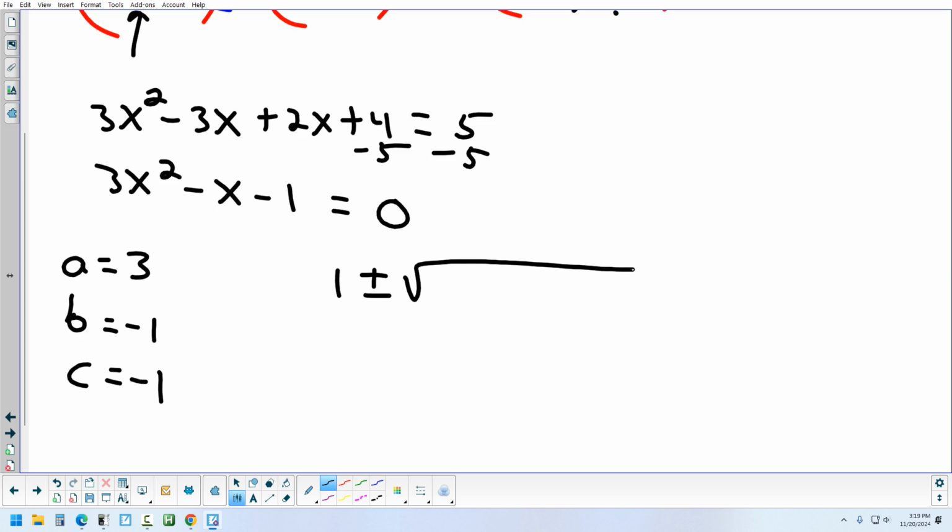So next thing here is b squared. B's, oh, that's my fault. So it's going to be 1. 1. And then minus 4 times A, which is going to be the 3. And then times C, which is going to be negative 1. Negative 1. And then it's all going to be divided by 2 times A. And 2 times A is 6.